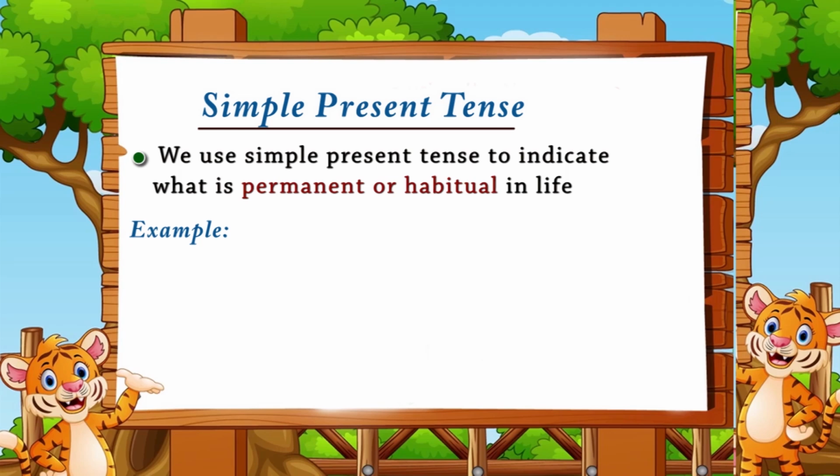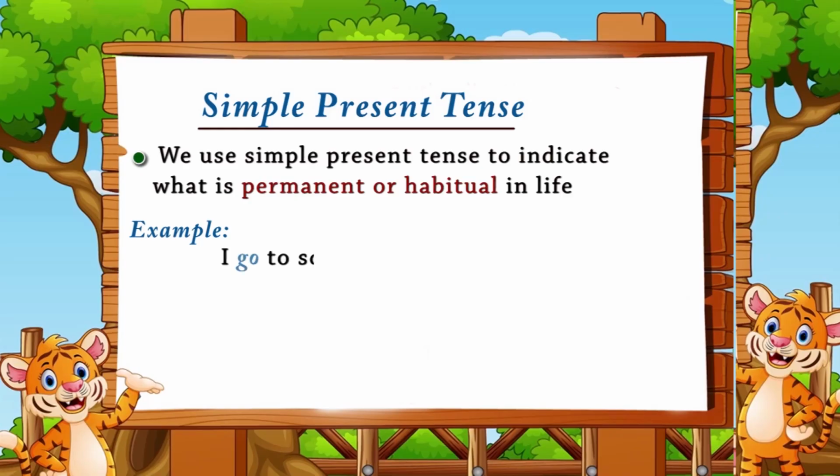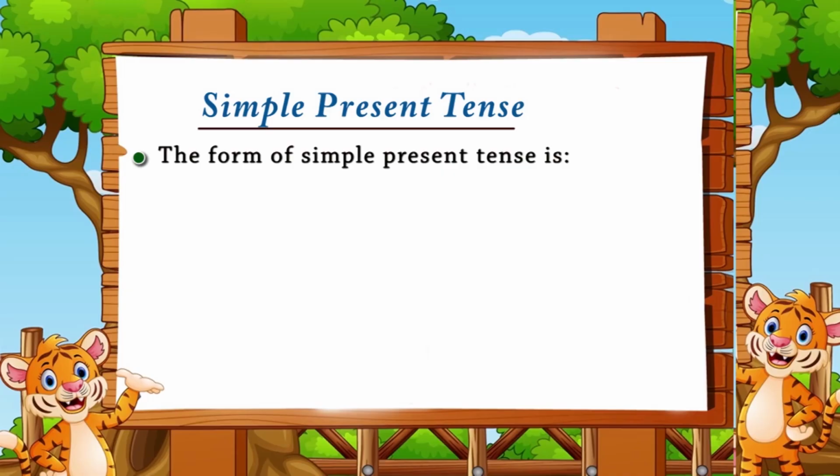We use simple present tense to indicate what is permanent or habitual in life. Permanent action, permanent activity or habit should be expressed by simple present tense. For example, I go to school every day. This is permanent action. The form of simple present tense is subject plus verb 1.